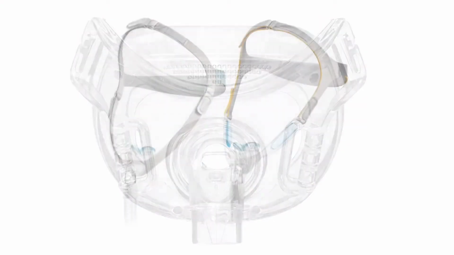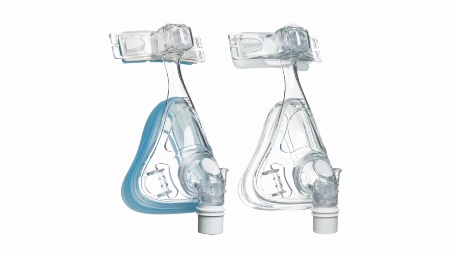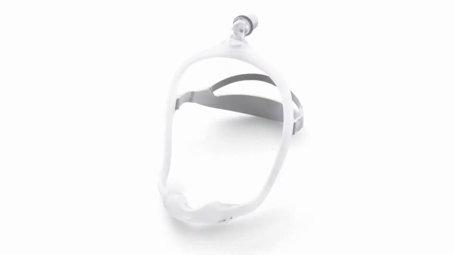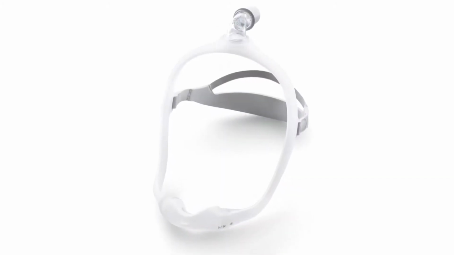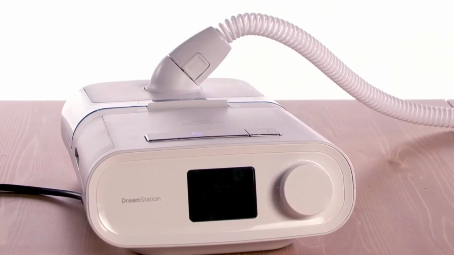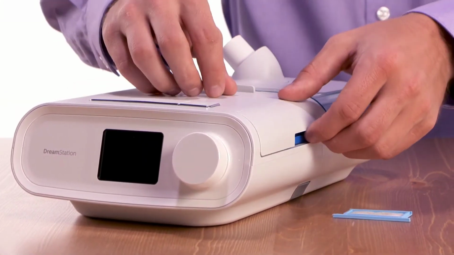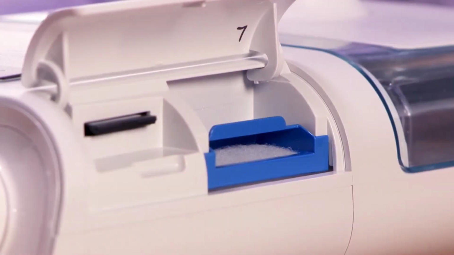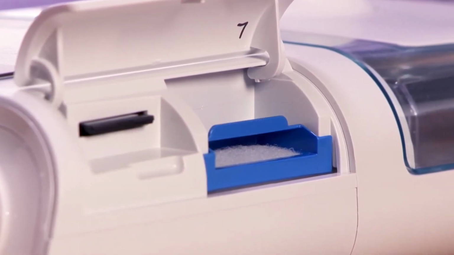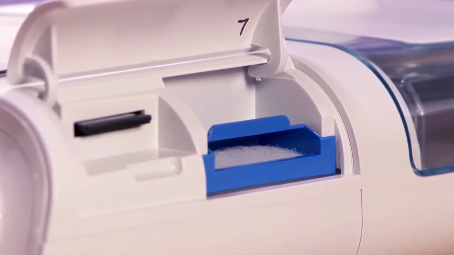To receive therapy, you also need a mask and headgear. To allow for individual preferences, a variety of styles are available. It won't take long to get your device set up. Lift up on the filter access door and swing it open. Check to make sure a blue pollen filter is in place to screen out normal household dust and pollens.